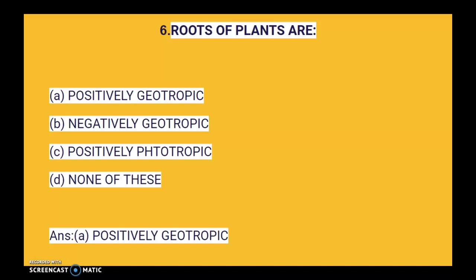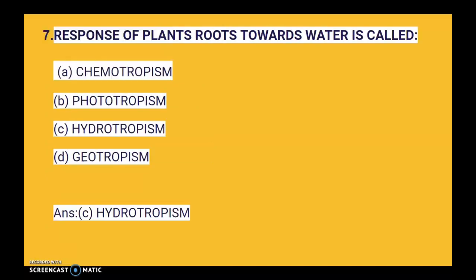Roots of plants are positively geotropic, negatively geotropic, positively phototropic, none of this. Answer is positively geotropic. Response of plant roots towards water is called chemotropism, phototropism, hydrotropism, geotropism. Answer is hydrotropism.